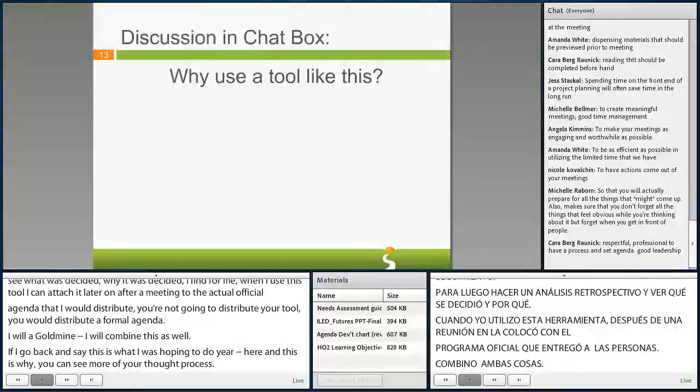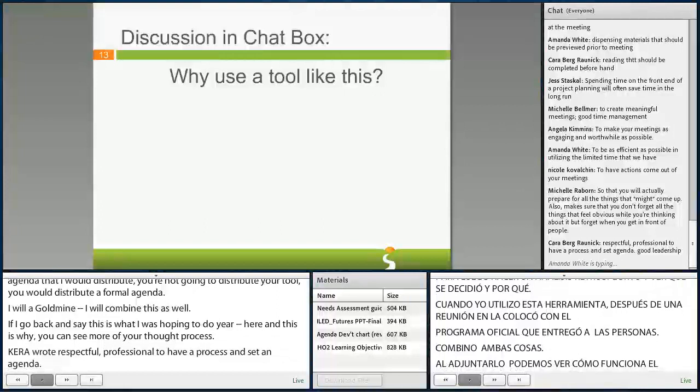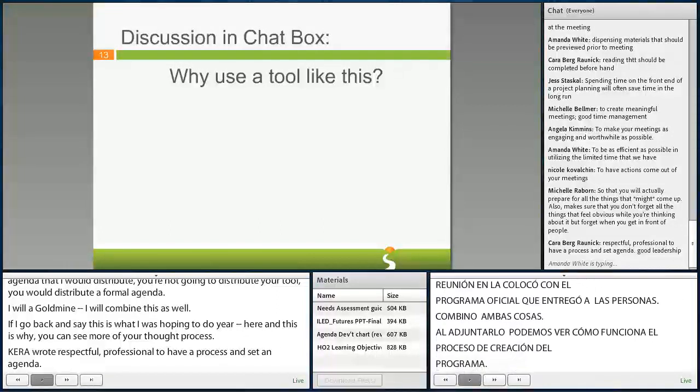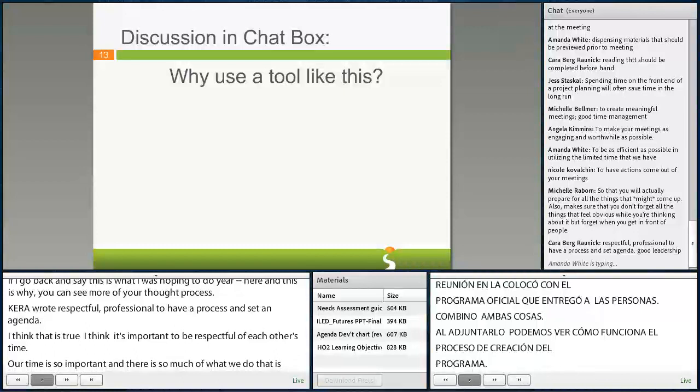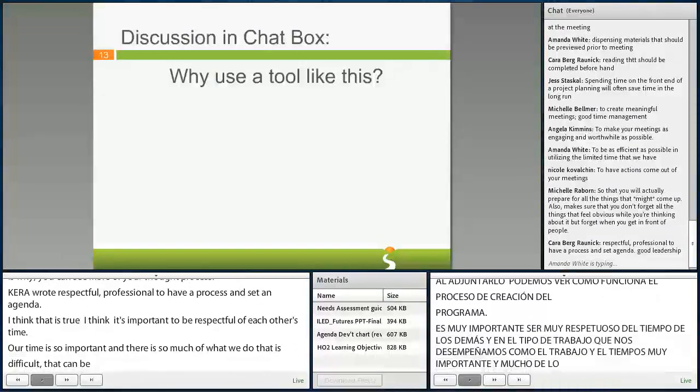I think it's very important to be respectful of each other's time. And in the kind of work that we all do, our time is so important, and there's so much of what we do that is difficult, that is enervating, that can be emotional. And so the time that we spend together when we're trying to make important decisions, we should really take the time to make that process as smooth as possible. And really the essence of doing that is in planning.